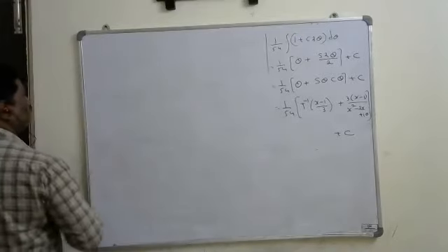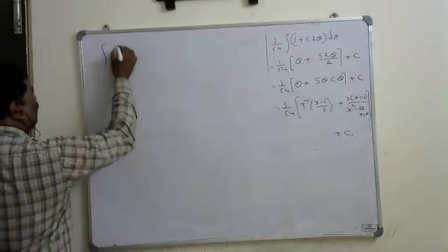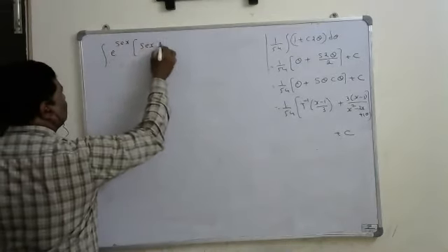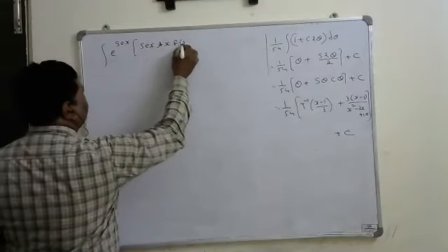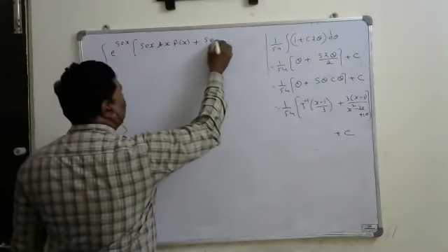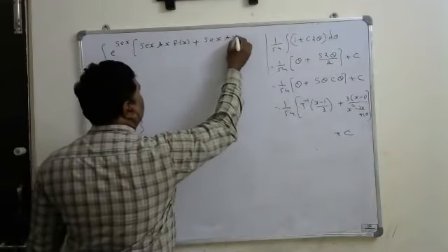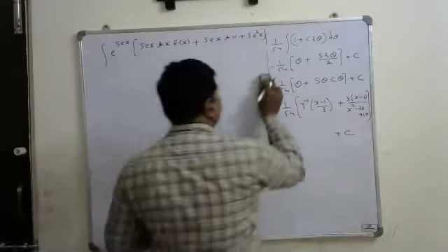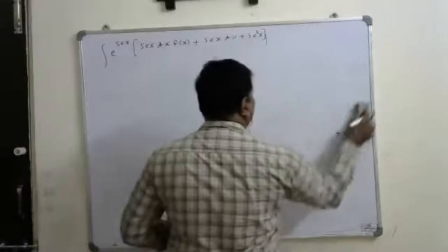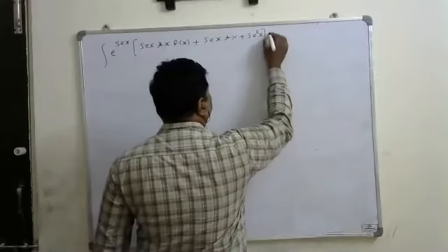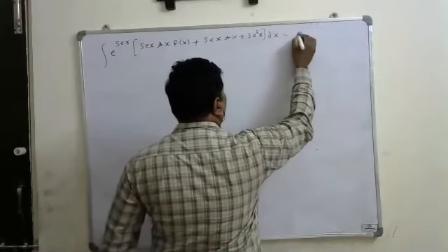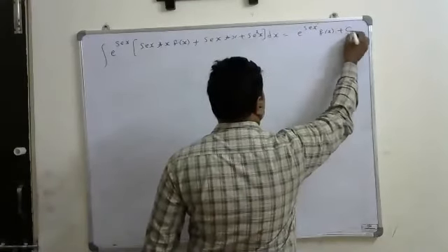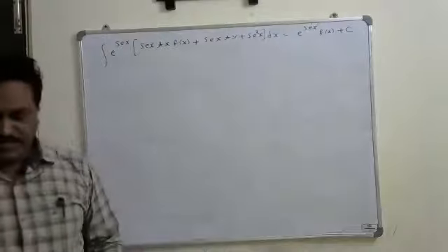Just observe this. It is the integral of e power secant x into [secant x tan x into f of x plus secant x into tan x plus secant square x] dx, is equal to e power secant x into f of x plus c. Then what is f of x?